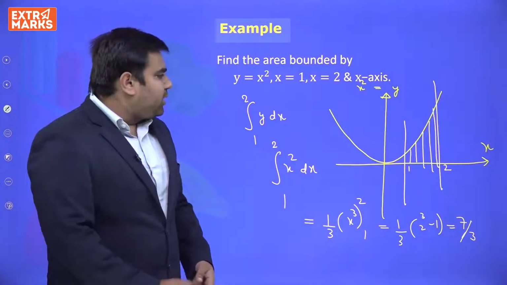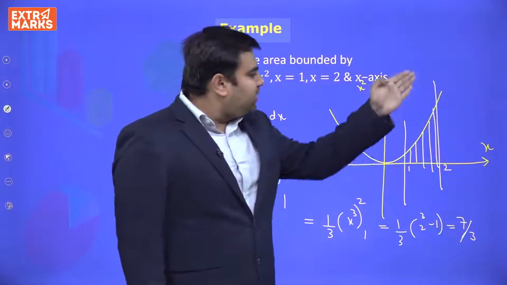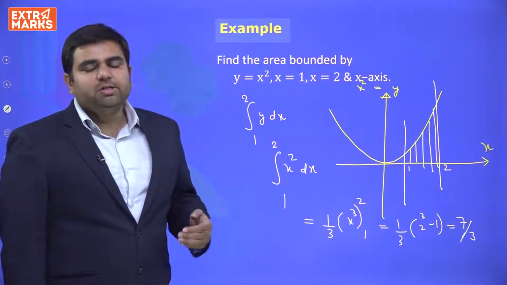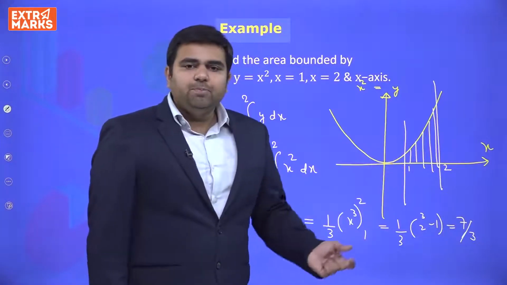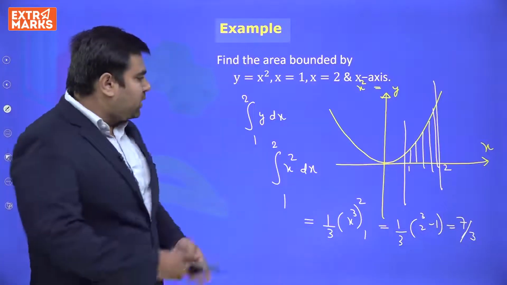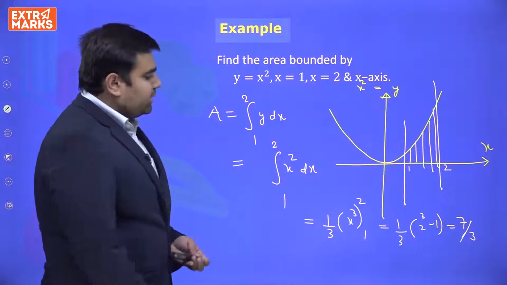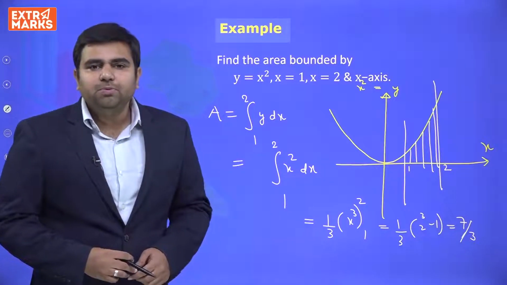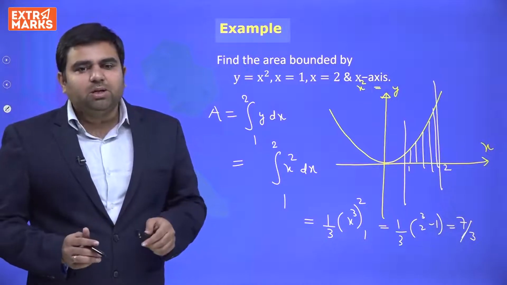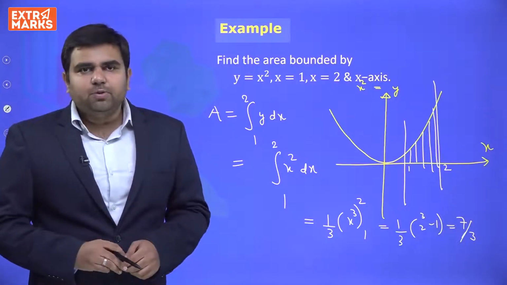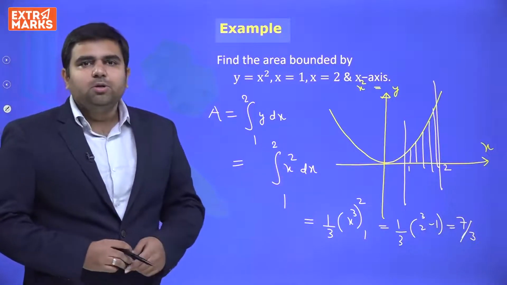So 7 by 3 is the correct area, right? Because there is no need of application of modulus over here, since this whole curve lies above the x-axis and we need to find this particular area. So this is the area obtained, 7 by 3. I hope this basic application of case number 1 is quite clear to everyone. This is simply the application of case number 1 which we studied in our previous slide.